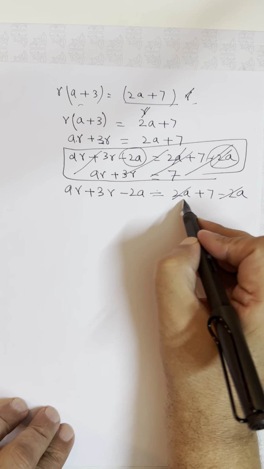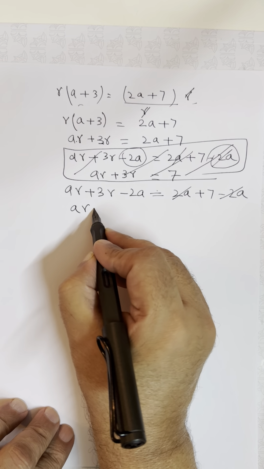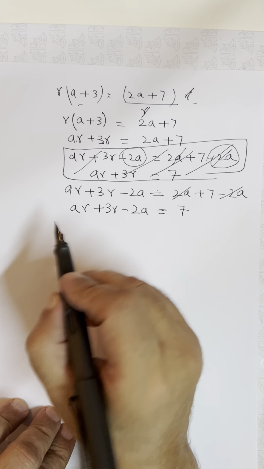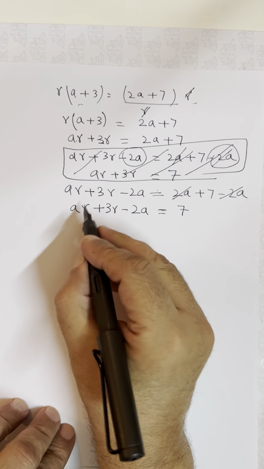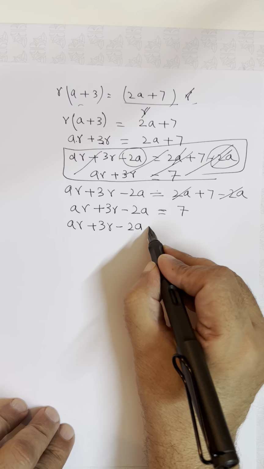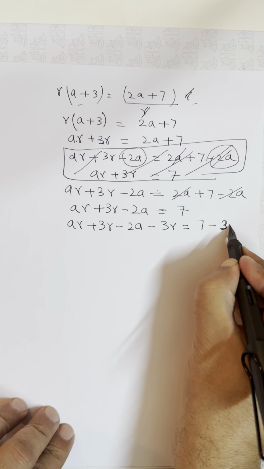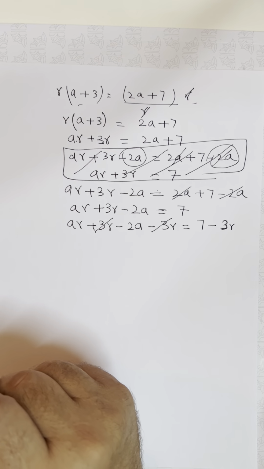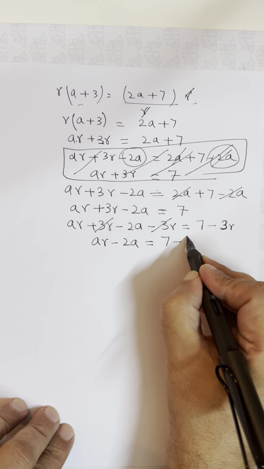Minus 2a got cancelled out with plus 2a on the right hand side of the equation, and so you're left with ar plus 3r minus 2a equals 7. Okay, now we want to leave the a's here and take this expression to the right hand side of the equation. So let's just deal with this. ar plus 3r, leave minus 2a as is, and subtract 3r from the left hand side of the equation. When you do it on the left hand side, you'll have to do the same on the right hand side of the equation. And so what that means is that we have the 3r gone from the left hand side, and you're left with ar minus 2a, which equals 7 minus 3r.